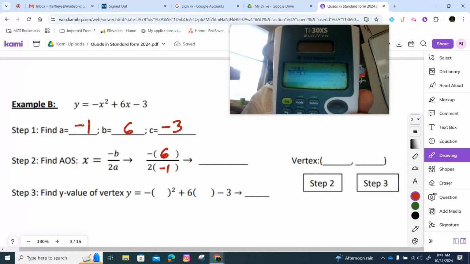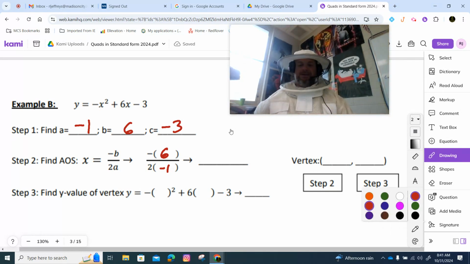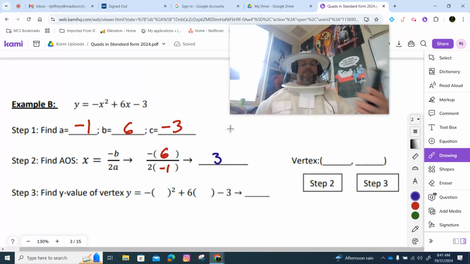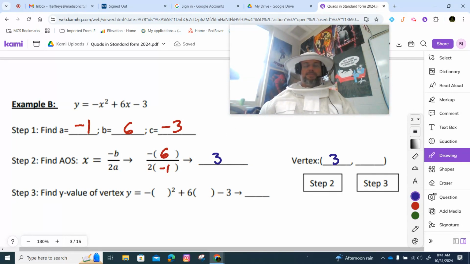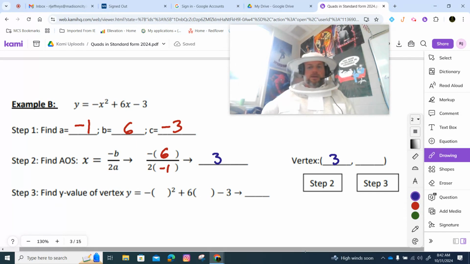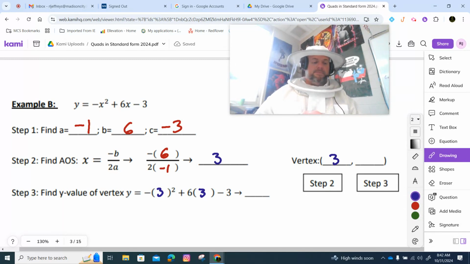All right. I plug it into the calculator. I get 3. So 3 is my x value for my vertex, that's my axis of symmetry. All right. So I'm plugging this in. I think I did better on this one this time. So now we have to zoom in.